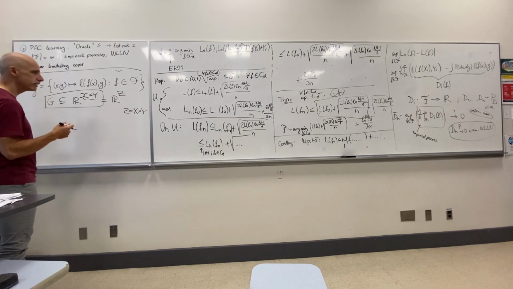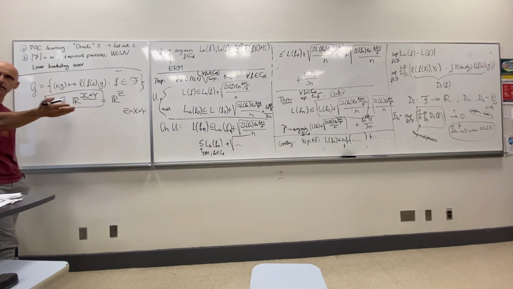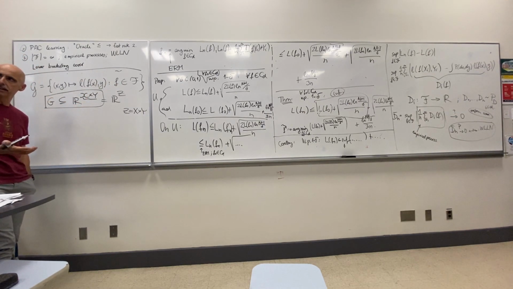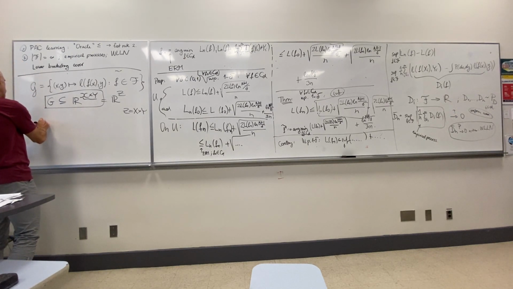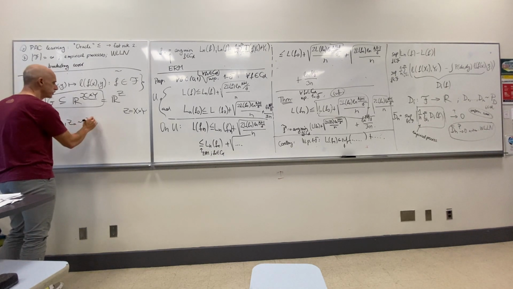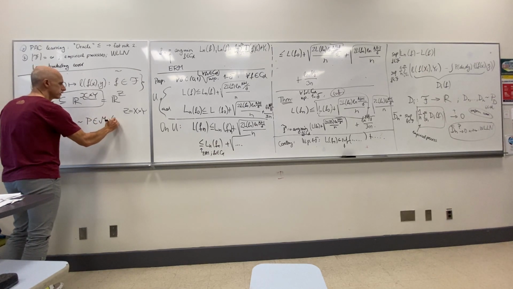And then this empirical process question can be phrased in the following way. It's much more elegant, and it's an equivalent phrasing. So you have Z1, ..., Zn, coming from a distribution over Z.